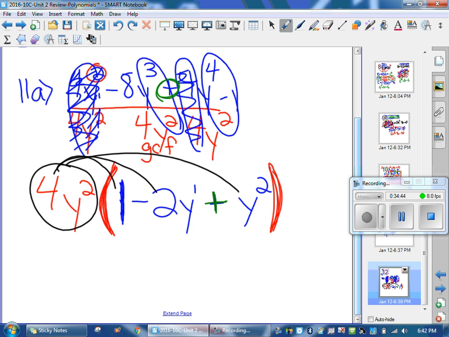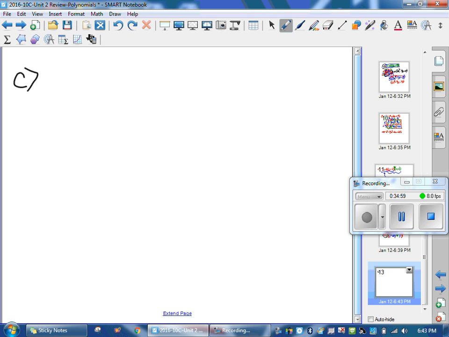Then we deal with group factoring. If you take a look at letter C, it is dealing with group factoring. We've got 5r squared s cubed bracket r plus 3 minus 4rs squared bracket r plus 3.